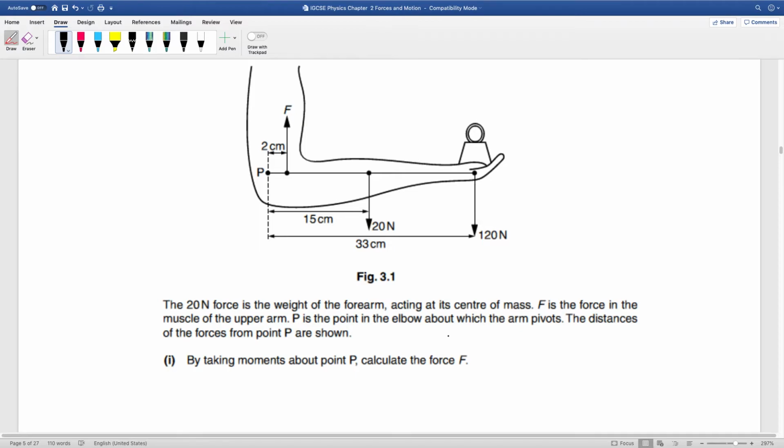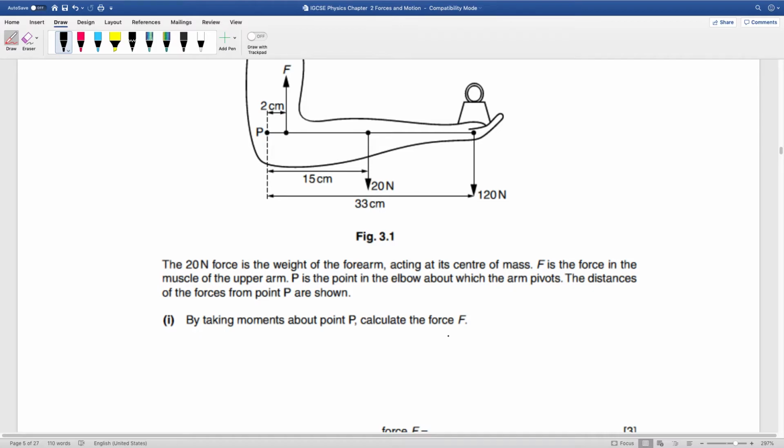Let me teach you how to do the moment question. I'll teach you everyone how to do this question. Guys, what do you get? Anyone got 2130? I got 2130 too.